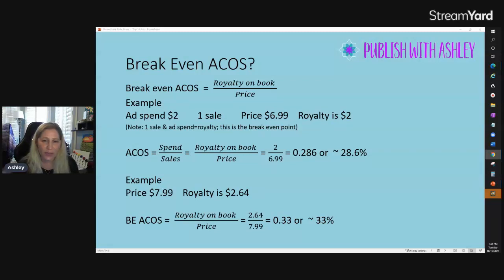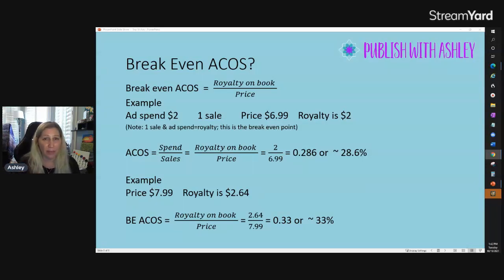But let me give you some more numbers. Let's say your price example is $7.99. Your royalty is $2.64. My break-even ACoS is $2.64 over $7.99, or 33%. So if my ACoS on my report is 20%, then I am definitely making a profit. Those are really important numbers to understand. You really need to understand ACoS, which on the report, remember, is just going to be the spend over the sales. You need to understand the number you want to achieve to make sure that your campaigns are profitable.